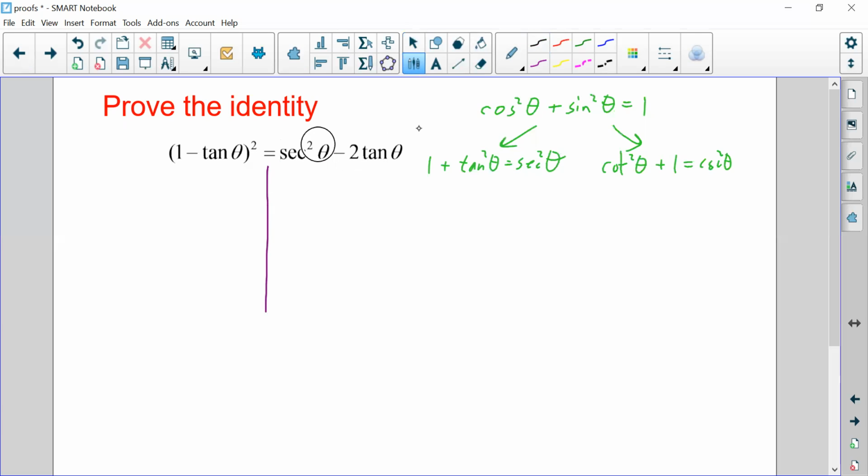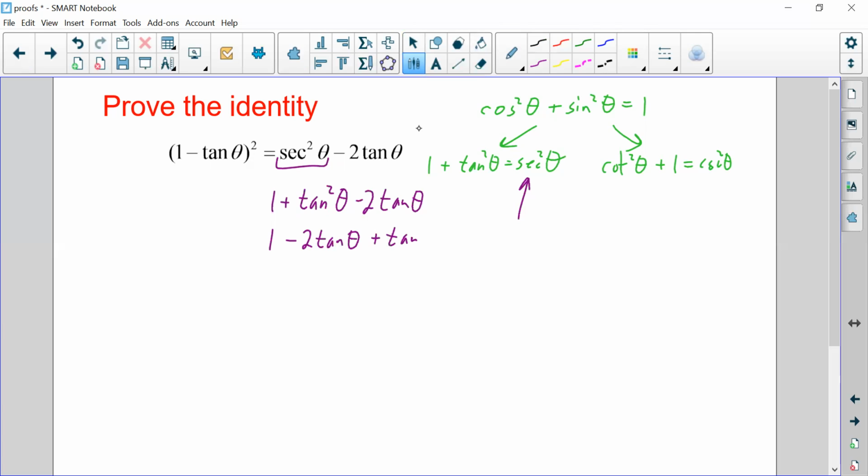I see a secant squared, which makes me think of that. So right off the bat, I can replace secant squared with 1 plus tangent squared theta minus 2 tan theta. And then now what? This might be challenging to see. I can rearrange these terms, and I can factor. I can factor this trinomial. This was part of your homework from a couple of days ago.